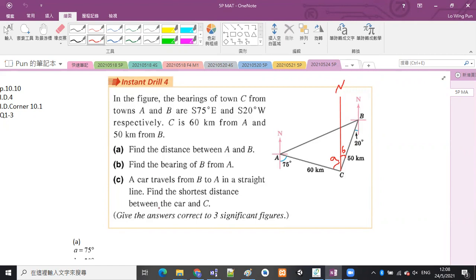But we need to find out the approximate direction of B from A first. Can you tell me now: northeast, northwest, southeast, southwest? Point B is at which approximate direction from A? Should be northeast. Yes. So the answer will be north angle east.